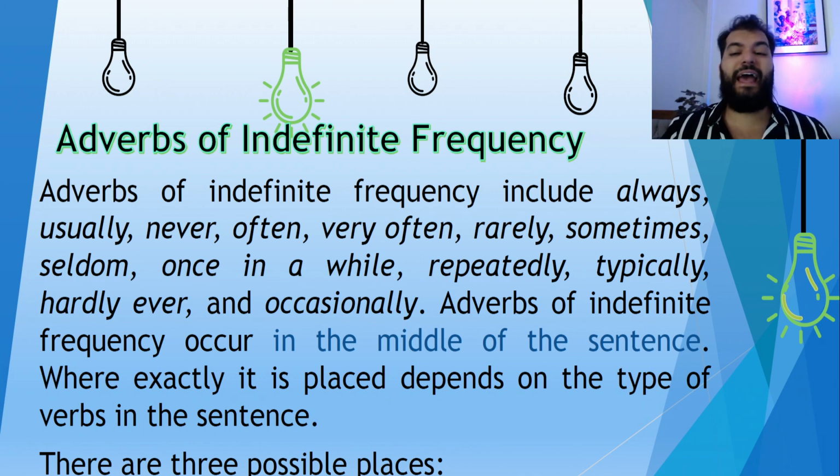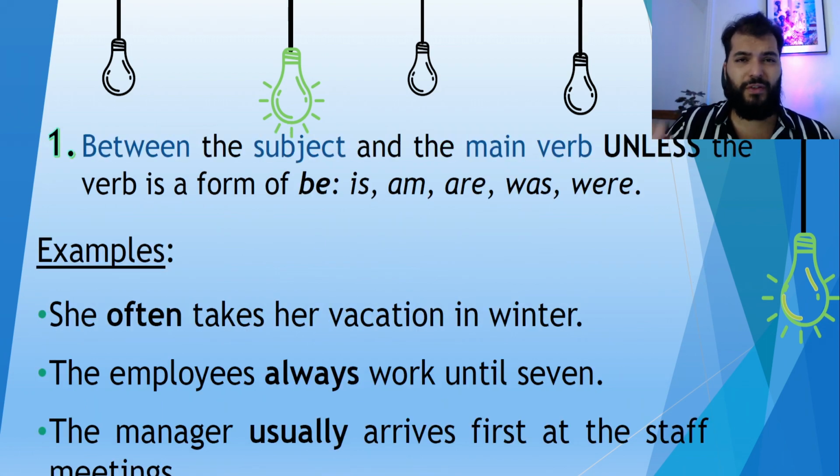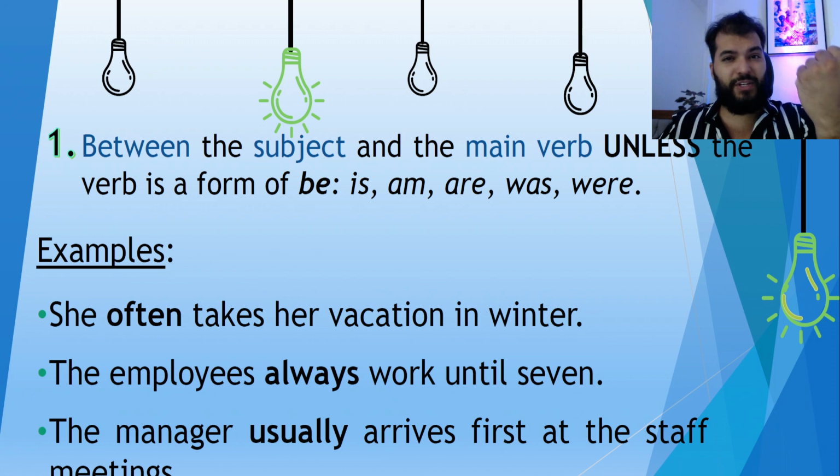All right, the adverbs of indefinite frequency occur in the middle of a sentence. But today we're going to study exactly the position of this adverb in a sentence. All right? There are 3 possible positions or 3 possible places. Let's study this rule number 1. Between the subject and the main verb.